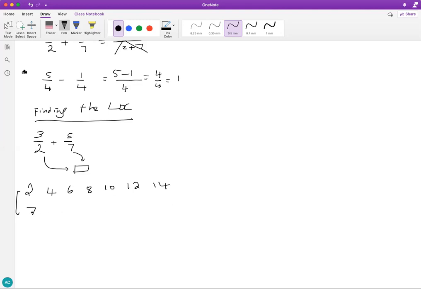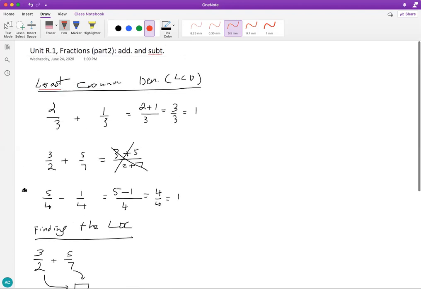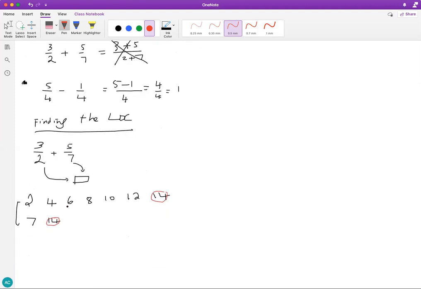What is the first multiple of 7? It'll be 14. That's right. So we already see we have a common number, so we don't need to continue. That's what we call a common denominator or a common multiple. No need to continue here with 21, 28, and so on. If you see a common number, you stop. That would be the least common denominator or multiple. That's probably the easiest way to find the LCD.